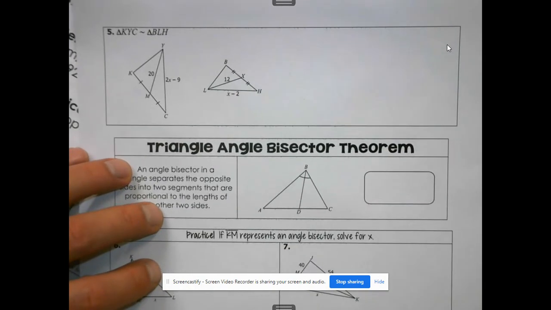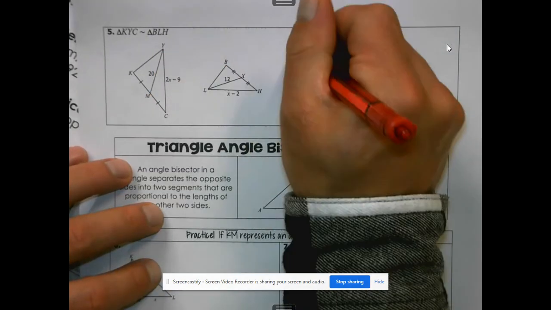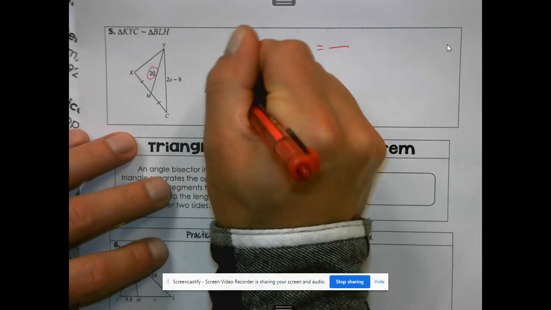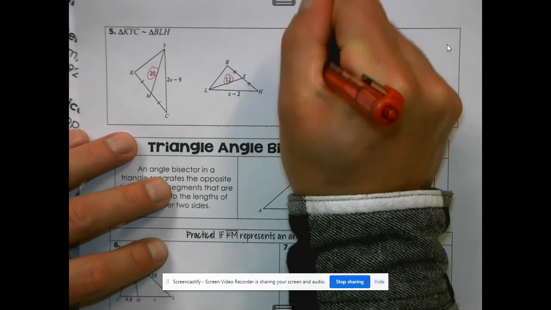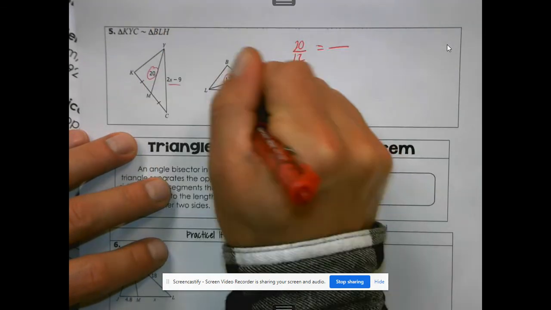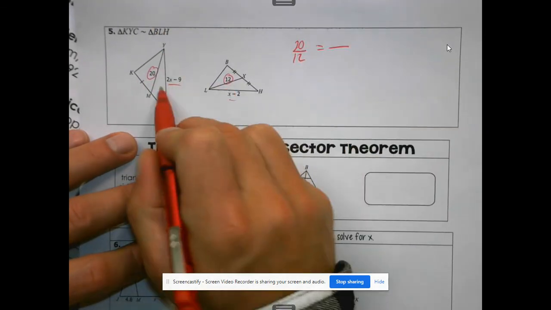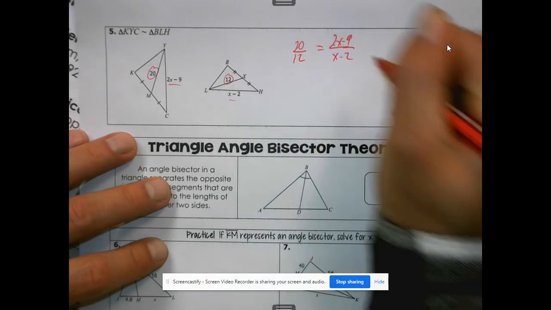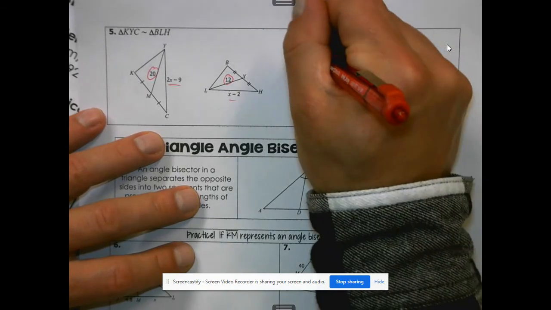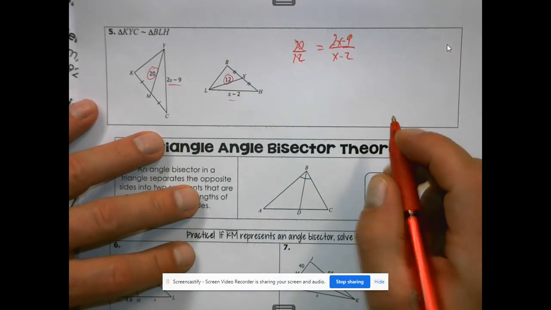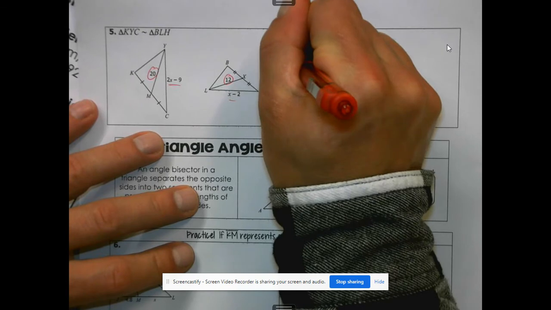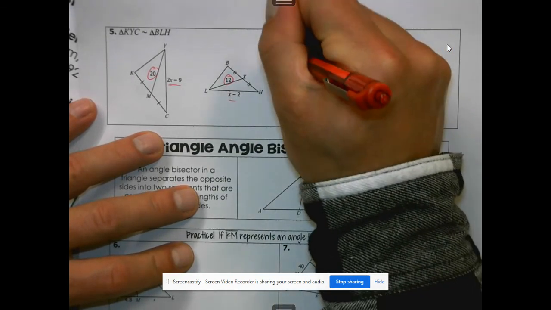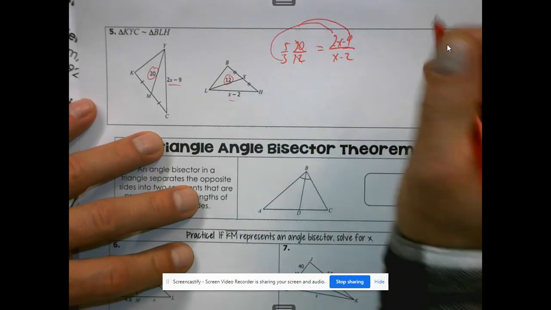Number five, I notice I have a couple sets of medians. That allows me to set up a proportion. I'm going to go median over median, 20 over 12, equals this side over that side, left to right, left to right: 2x minus 9 over x minus 2. I notice I can reduce this one right here. 20 twelfths reduces to 5/3. You do not have to do that, but if you see it, it might make the multiplying a little bit easier. 3 hits both pieces when you cross multiply.